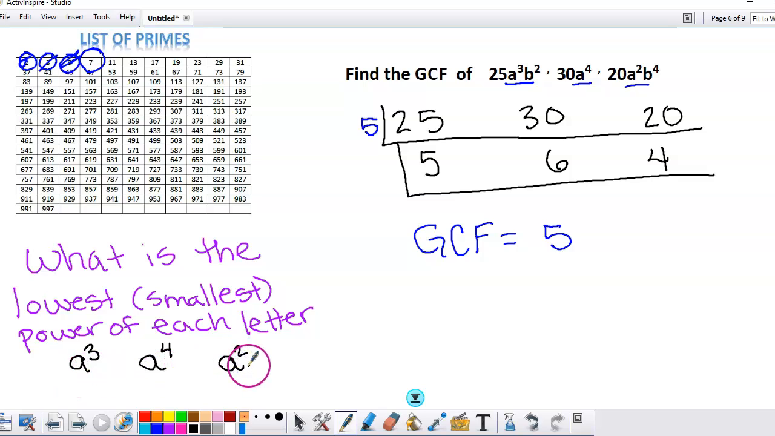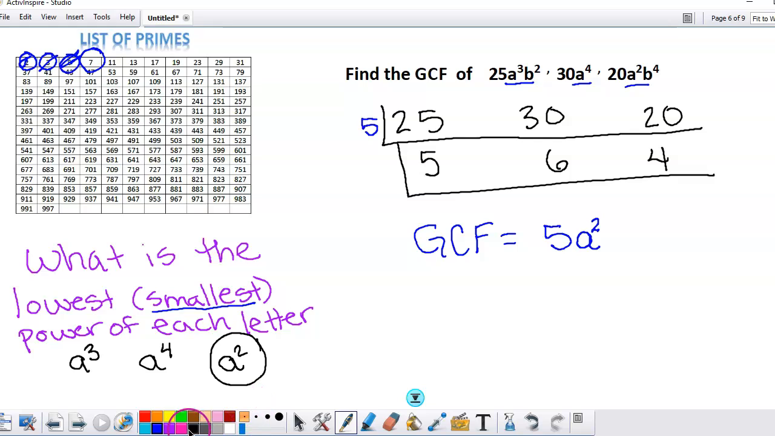So they do all have A. A is common, but the most that's common to all of them is what the 20 has. The 20 only has 2 A's multiplied together. So once we've accounted for those, even though the 25 had another A and the 30 had 2 more A's, the 20 is out of A's once we take the A squared. So our common factor in terms of the A is A squared. Each letter to its smallest power.